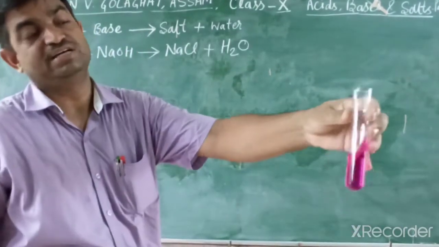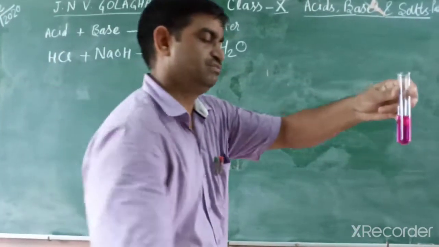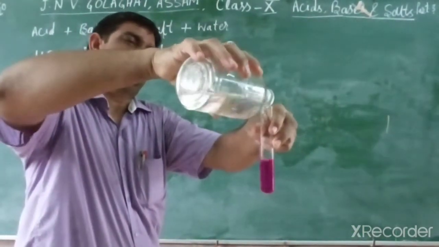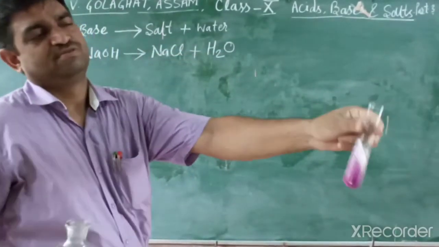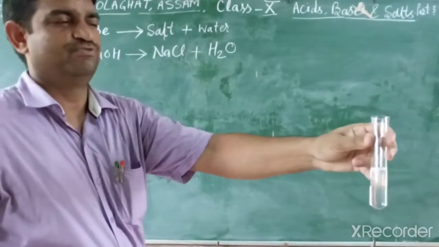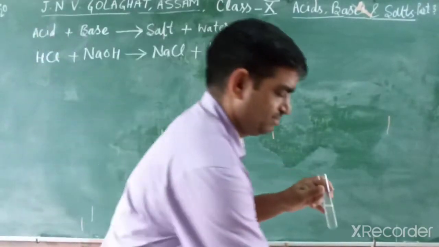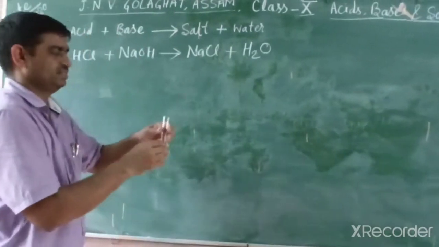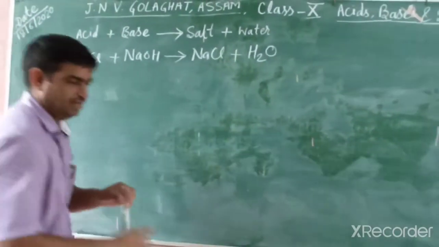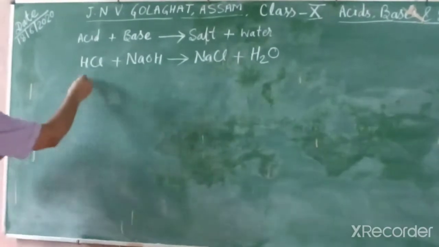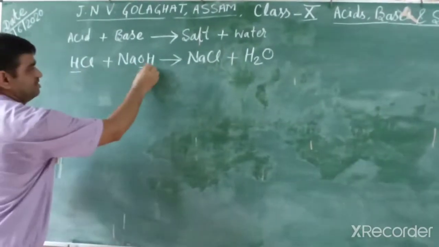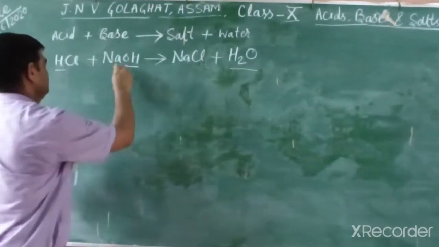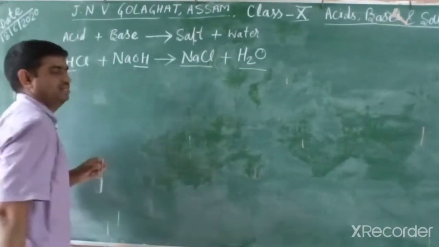Actually, why is this pink color? Because the base is more. So this is a process where they cancel each other. When we mix acid, the color is removed because the acid-base reaction happens easily. So in this process, what reaction actually happens? Acid has H ion, and base has hydroxyl ion. When they react, they form water, and this is a salt. Sodium chloride is a salt.